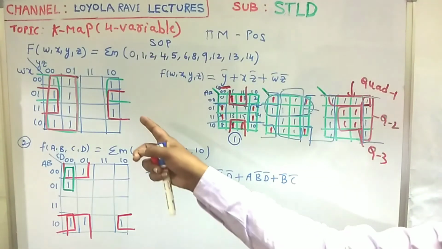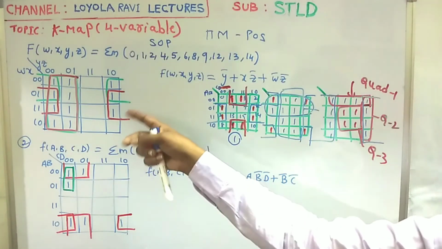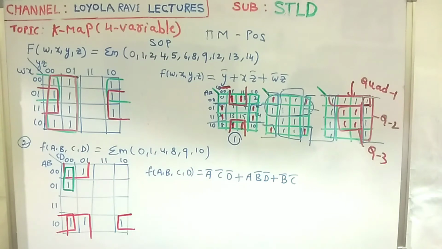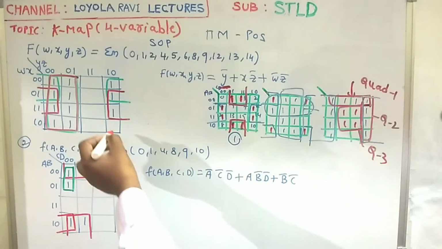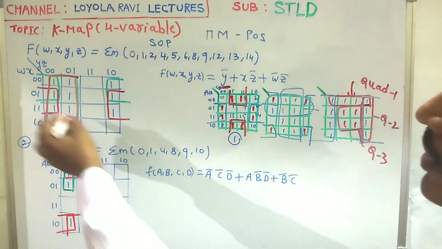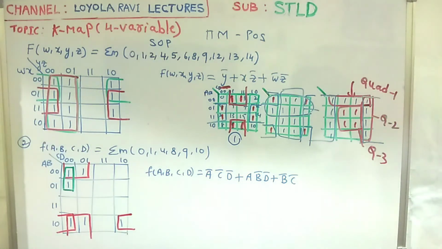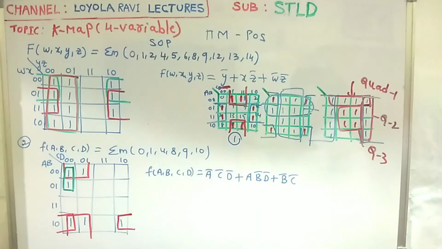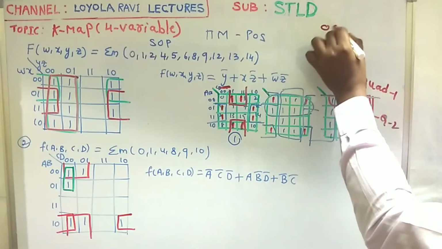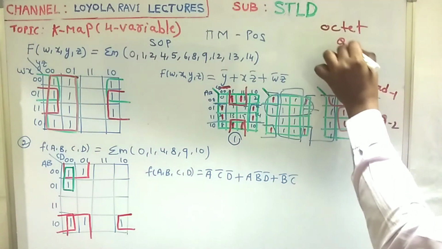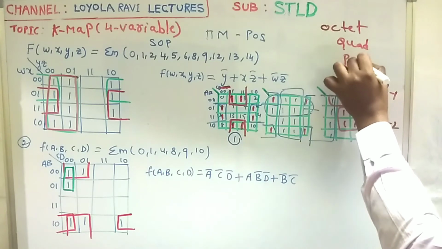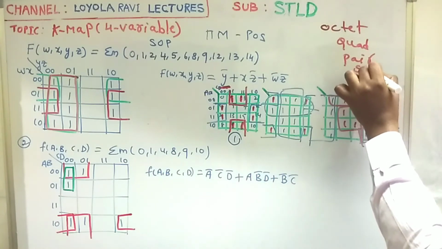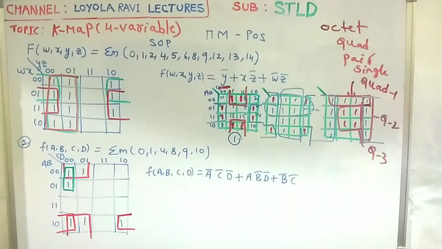So for covering these 3 ones, is there any formation of octet? We have to check. There is no possibility. If we had another one here, then these 4 ones and these 4 ones would form one octet. But there is no one, that's why there is no possibility for another octet. Then what do we have to observe? First octet, then quad, then pair, then singleton. This is the order. No possibility of octet, so go for quad.